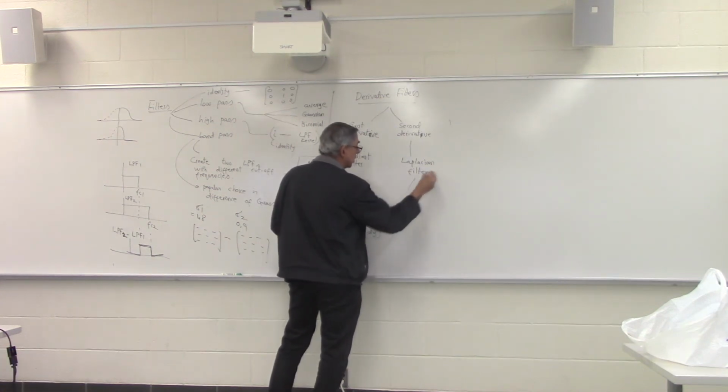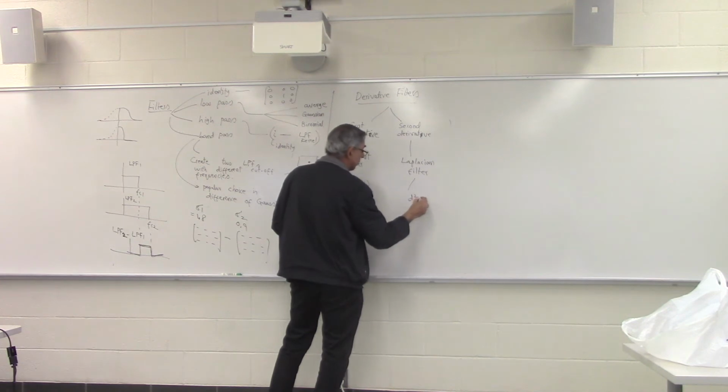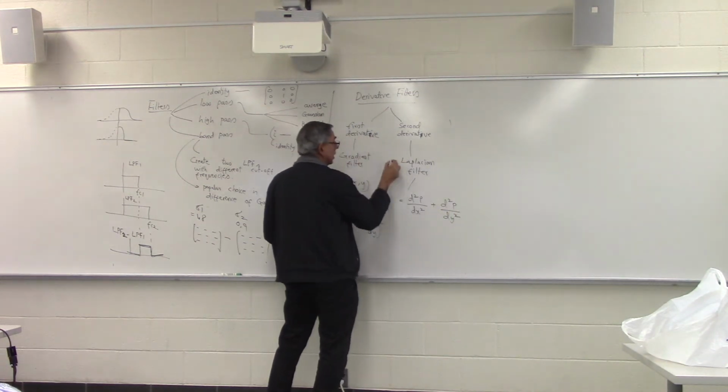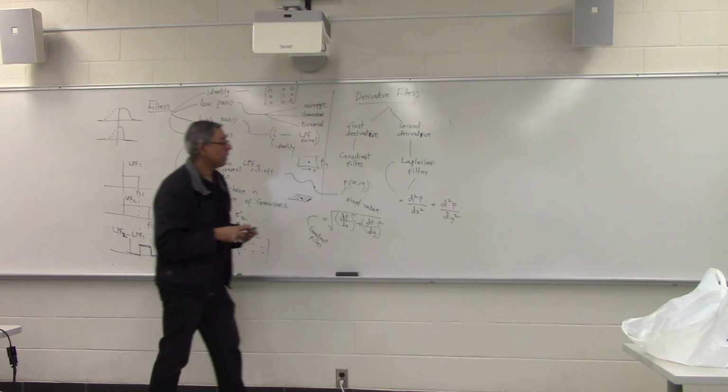based on the second derivative. Like I said, so this will be d square p over dx square plus d square p over dy square. So that's the Laplacian filter. Okay.